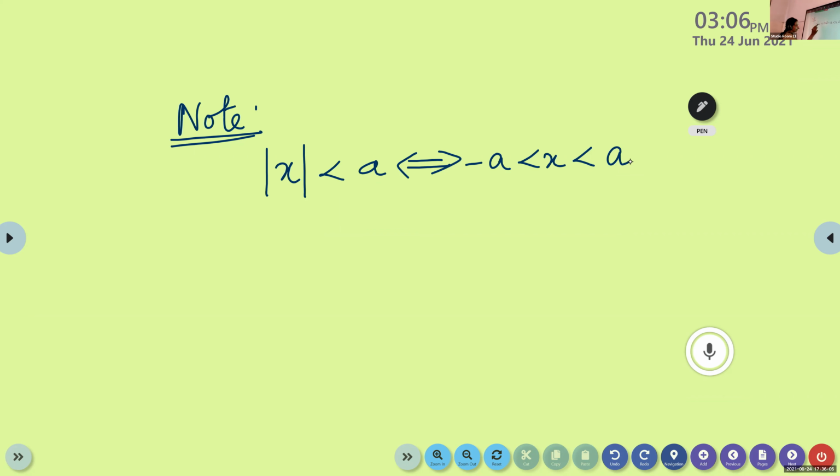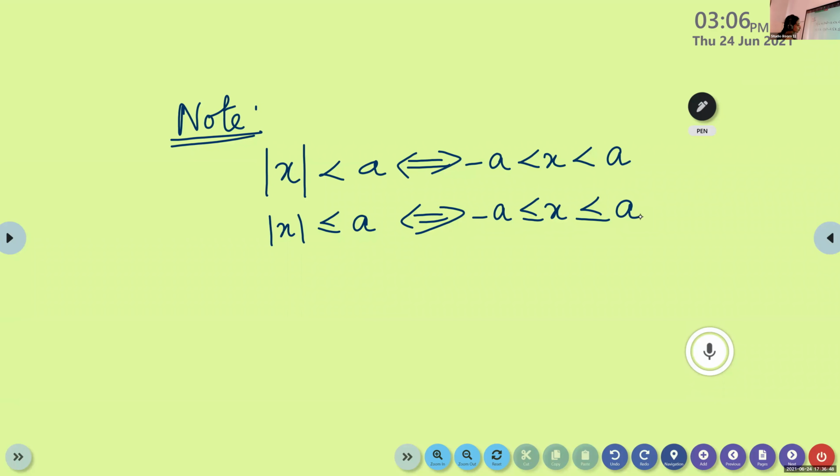Instead of strictly less than, suppose we have equal to. If mod x is less than or equal to a, we can write minus a is less than or equal to x less than or equal to a. So using this formula, we are going to solve the inequalities based on modulus functions.